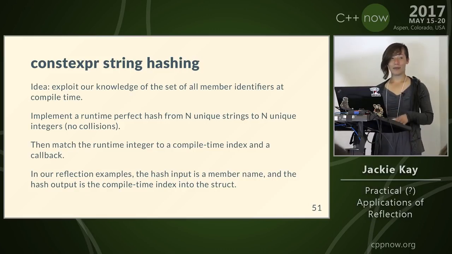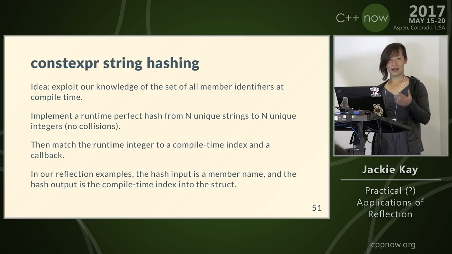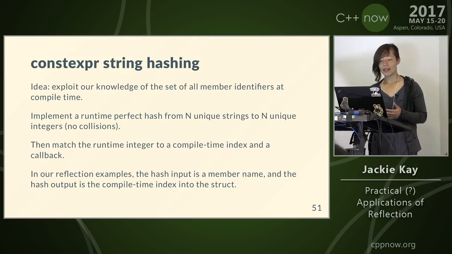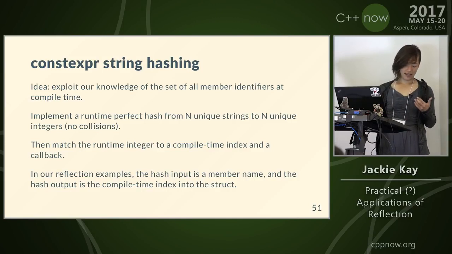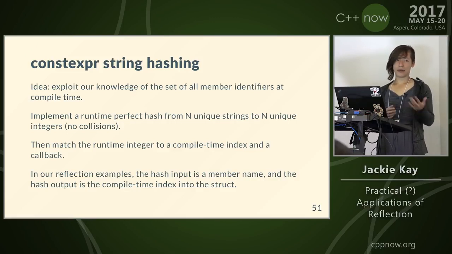So here's what would be really cool. What if we could implement a perfect hash from our set of strings to unique integers, and then use those unique integers to index into our type at compile time? The runtime to compile time matching has been looked at before for implementing standard variant, but that is essentially looking at integers because the active type of a variant is represented as an integer. So how do we do this for strings?